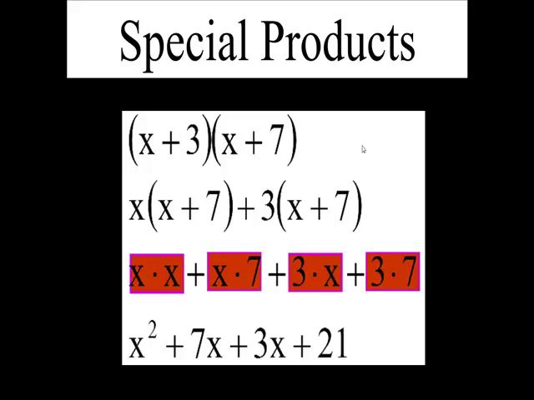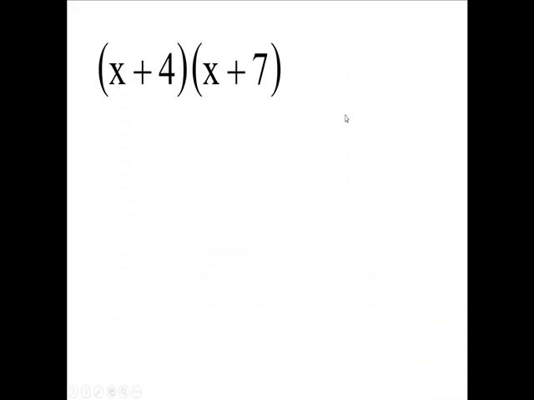Special products. Now when we say products, I'm talking about the answer to a multiplication problem. So I'm multiplying these two binomials, okay? And how do I do that? I use the distributive property. Okay, so I'm going to distribute the x plus 7 onto the x and onto the 4.